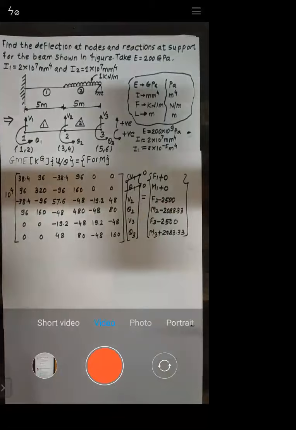V3 is 0. Why only V3 is 0? Sorry, sir. V5 is 0.